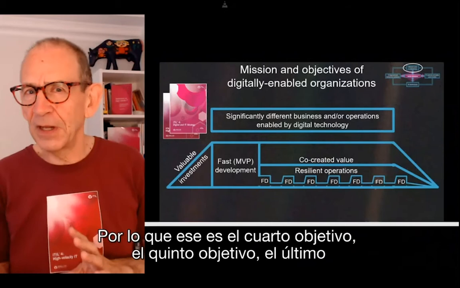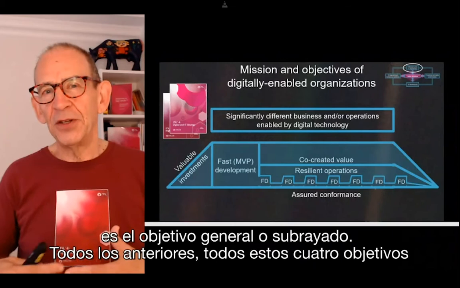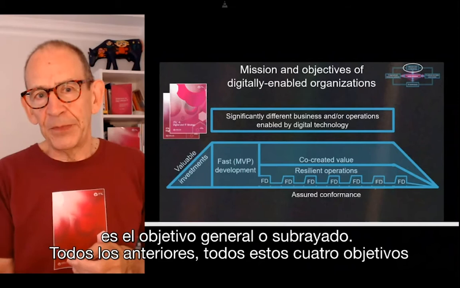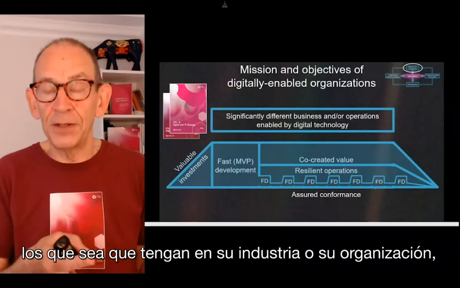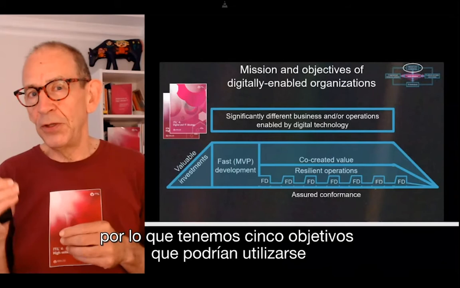The fifth objective, the final one, is an overarching or underlying objective. For all of those four objectives, you should be able to assure conformance to governance, risk, and compliance requirements, whatever you have in your industry or your organization. So there we have five objectives which you could use to think about where the weakest link is.